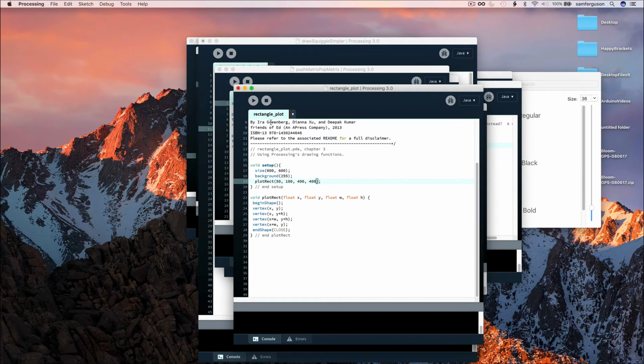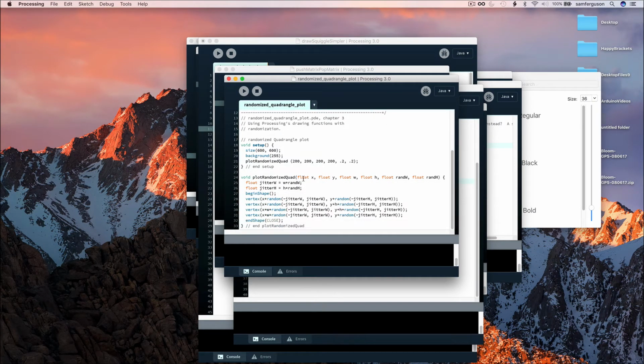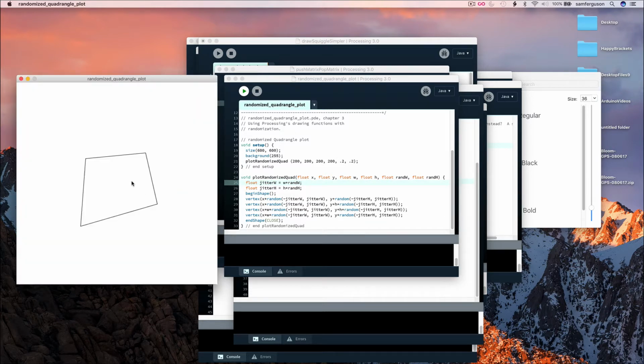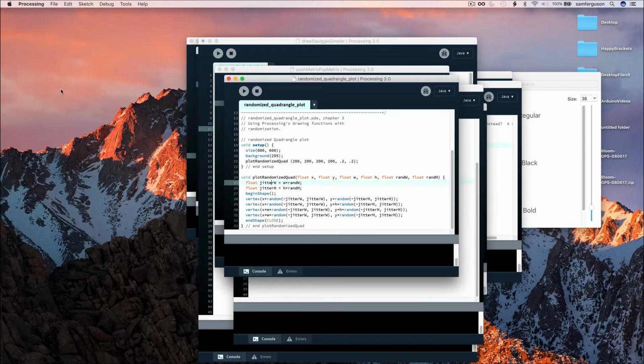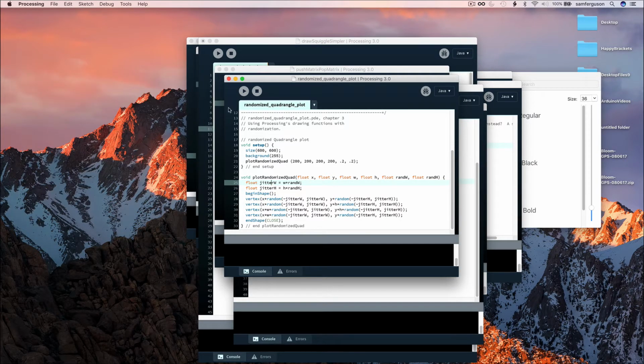To have a look at that, that's the randomized quadrangle plot, this one. You can see a bit more code, but it's basically the same structure as the original one. We've got two extra arguments saying 0.2 and 0.2, which are used to multiply this and work out what's a good jitter value, what's a good range. So now our rectangles are wonky. They're all over the place because we're adding jitter.